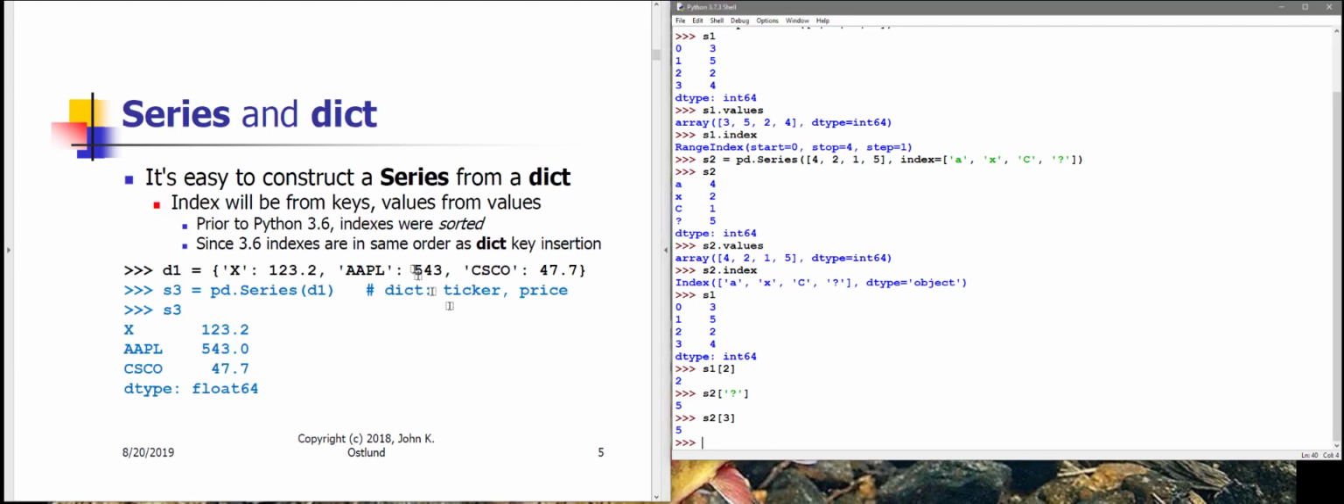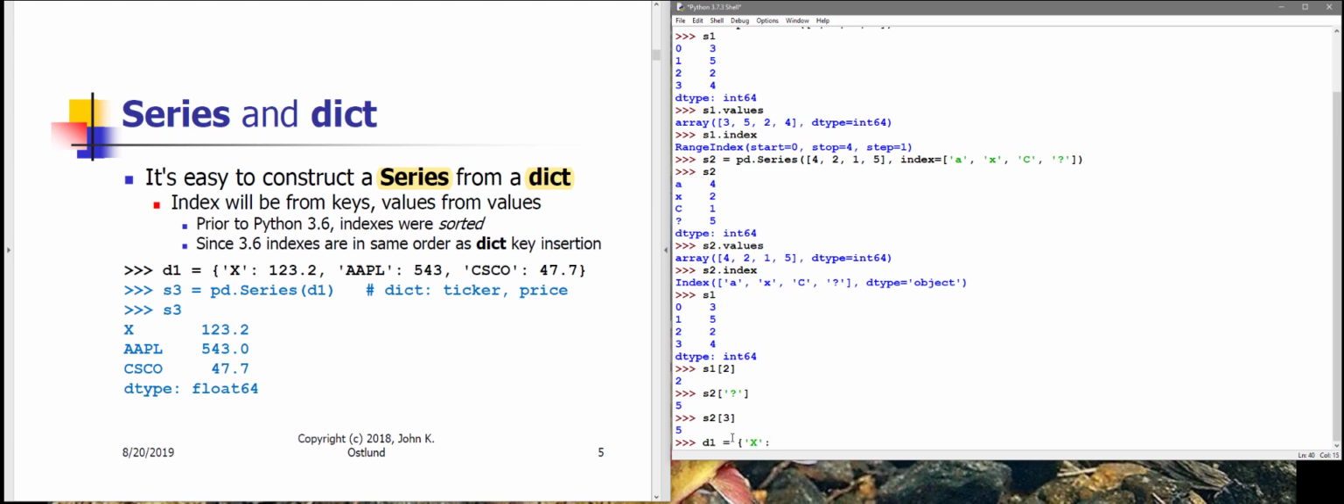Okay, now it's easy to create a series from a dictionary. What's going to happen here is that the key from each dictionary item is going to be used as a label, and the value associated with that key is going to become the value associated with that label in the series. Here I've got a dictionary of some stock tickers, capital X, and prices.